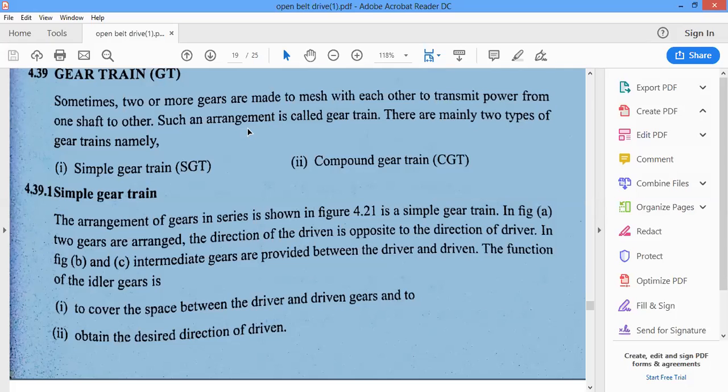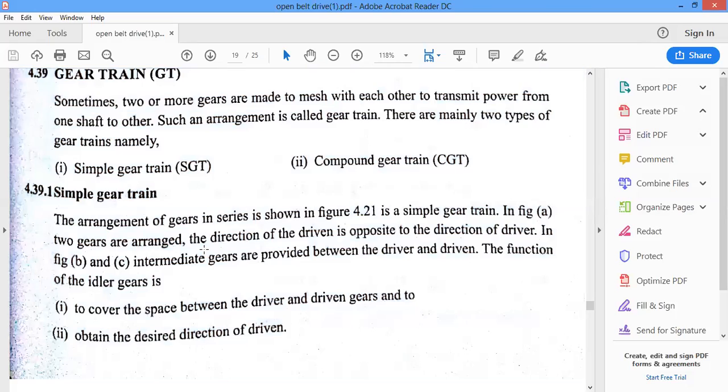One of the types is called a simple gear train, and the other one is called a compound gear train. In a simple gear train, we have one gear fixed on each shaft. We can have any number of shafts which are going to be parallel. On each one of these shafts we are going to have only one gear.